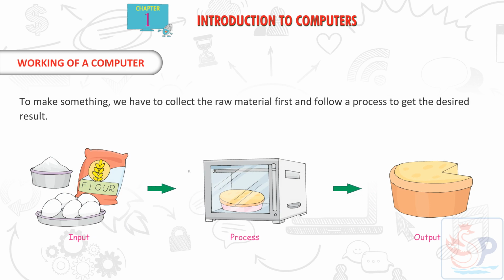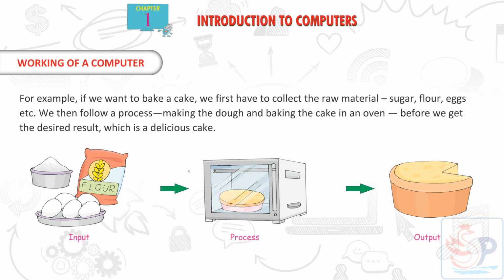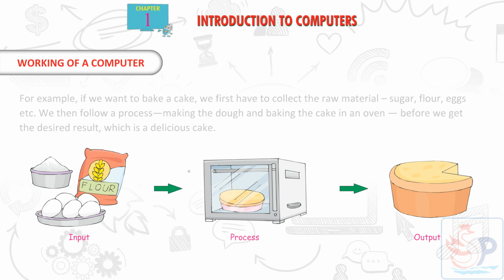To make something, we have to collect the raw material first and follow a process to get the desired result. For example, if we want to bake a cake, we first have to collect the raw material, sugar, flour, eggs, etc. We then follow a process, making the dough and baking the cake in an oven, before we get the desired result, which is a delicious cake.